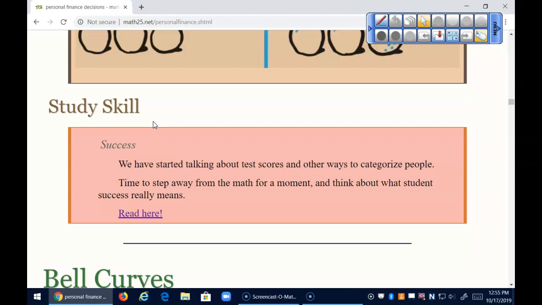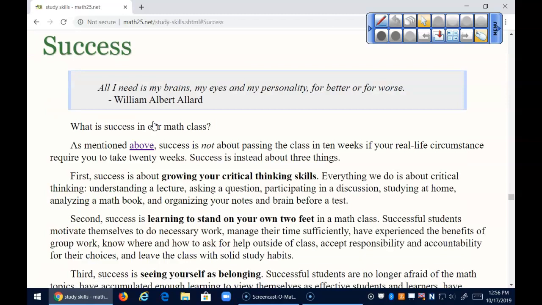Okay, study skill, student success. Have we done this one yet? No, let's take a quick break, but not too long.